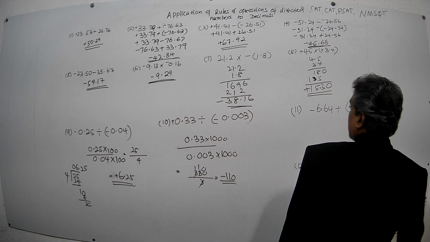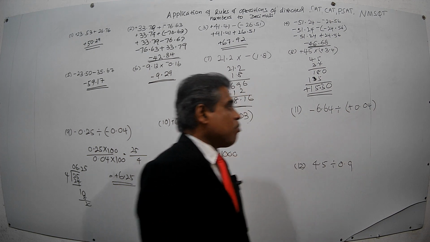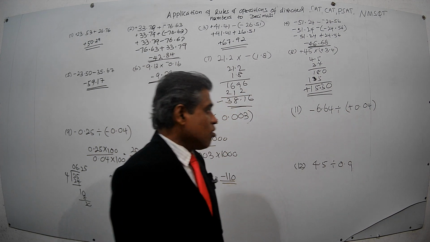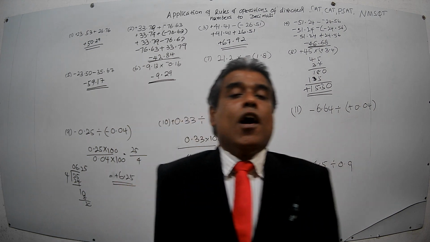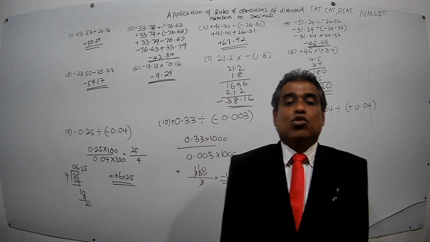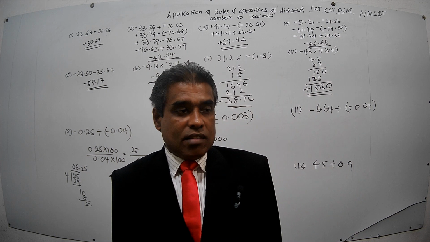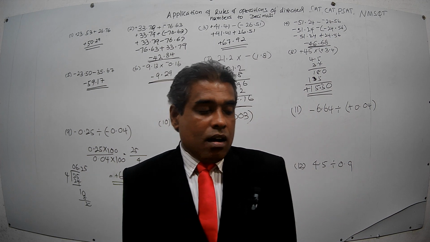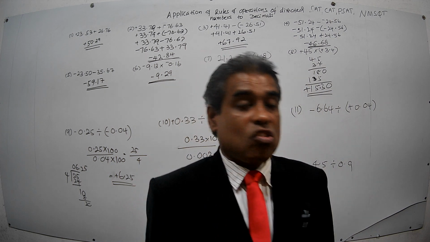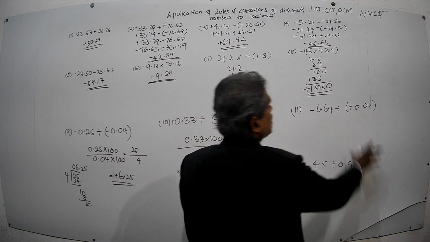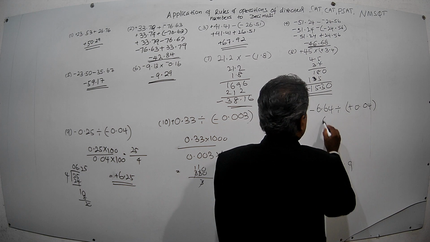This is the other one, the 11th one. Negative 6.64 divided by plus 0.04. Here one number is positive, one number is negative. There are two numbers of different signs. What is the rule applying to the division of two numbers of different signs? When two numbers of different signs are divided, the answer is always negative. Here, therefore, after dividing these two numbers, the answer must be negative. Keep that in mind. Then, keeping that in mind, we are going to divide this 6.64.